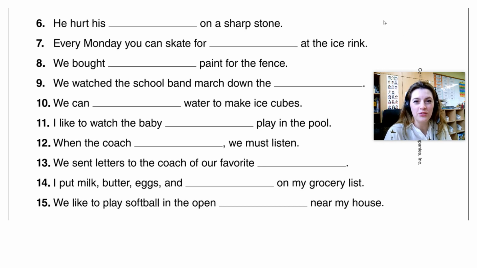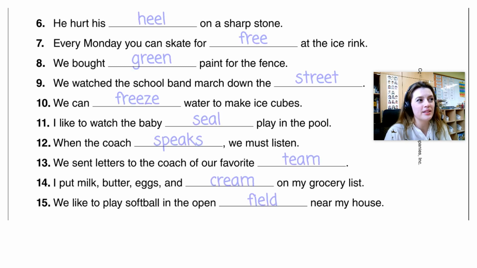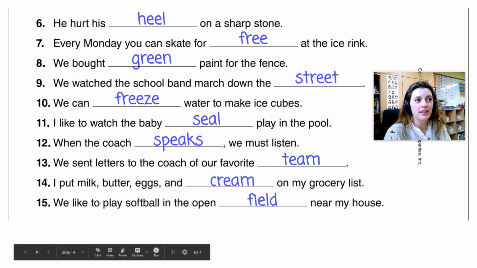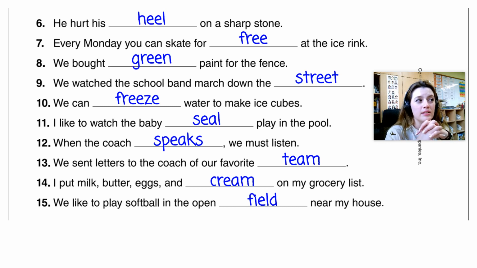Okay, I hope that you've finished 6 through 15. Let's work together and find the answer. Let's check our work. Number 6, heel. 7, free. 8, green. 9, street. 10, freeze. 11, seal. 12, speaks. 13, team. 14, cream. 15, field.